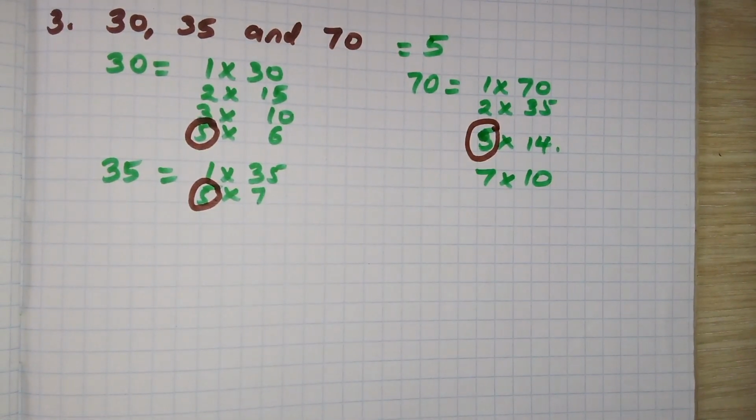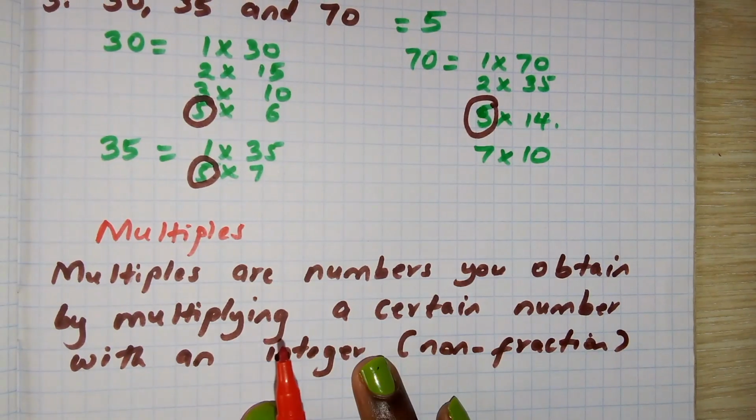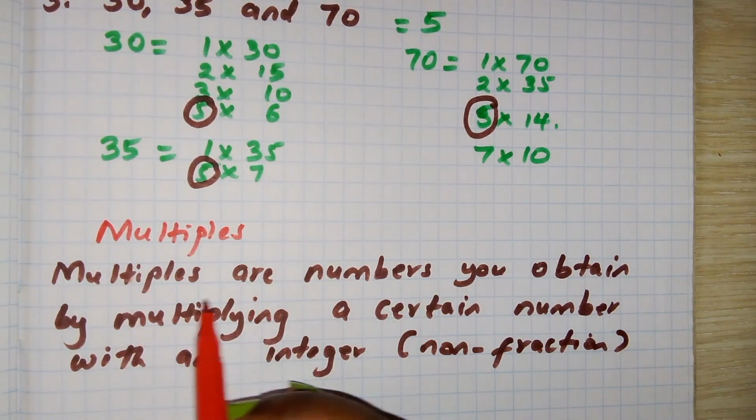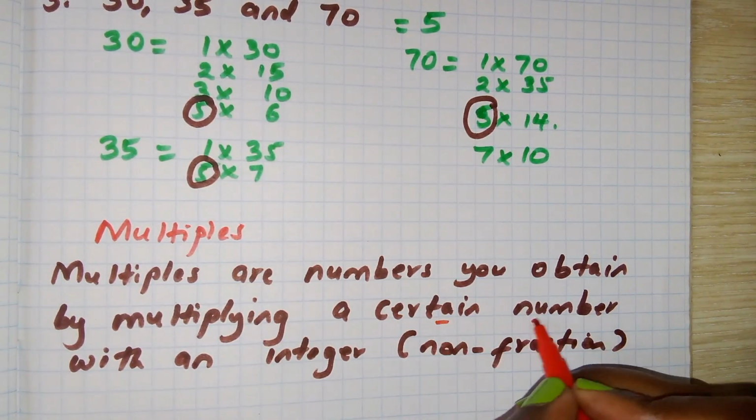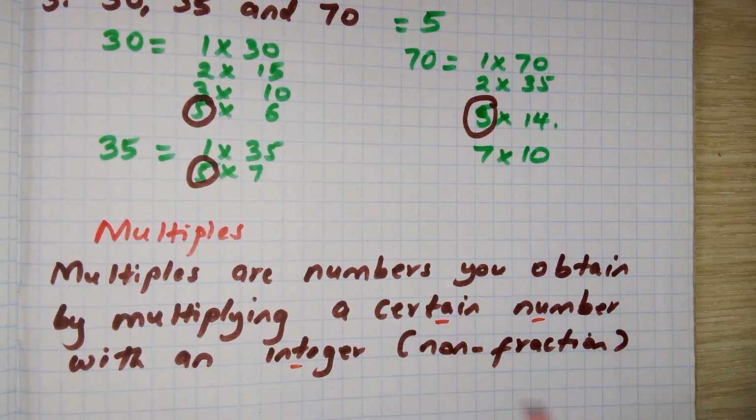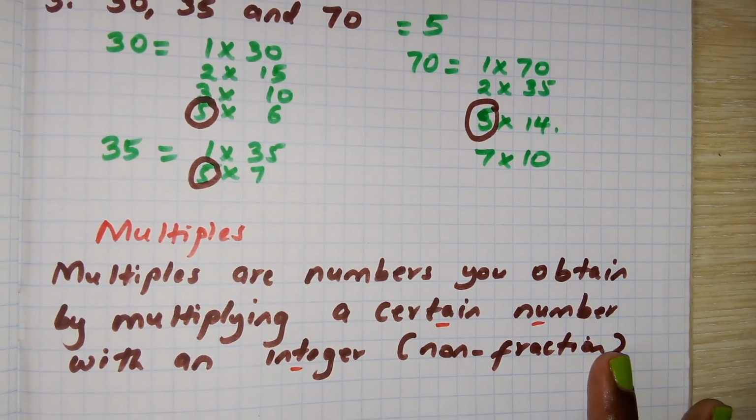Now we can move on to the last topic, which is multiples. So we'll start with the definition of multiples. They are numbers you obtain by multiplying a certain number. The keyword here is a certain number with an integer. An integer is a non-fraction.